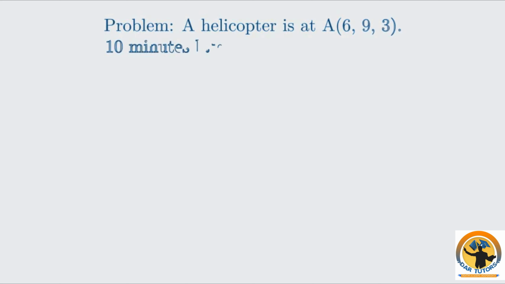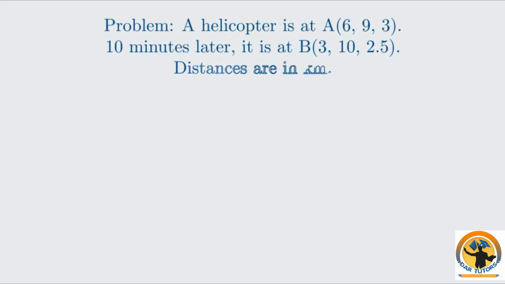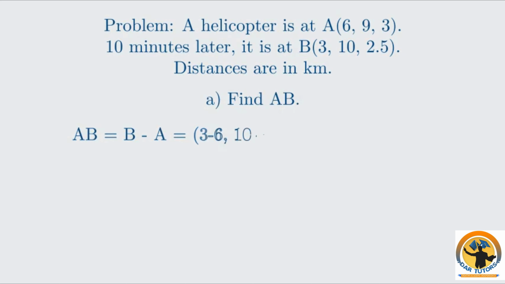Let's apply this to a problem involving a helicopter. A helicopter is at point A, (6, 9, 3). 10 minutes later, it is at point B, (3, 10, 2.5). We need to find its speed, its path, and the time it takes to land at a helipad with a z-coordinate of 0. First, let's find the displacement vector from A to B. The vector AB is found by subtracting the position vector of A from B, which gives us (-3, 1, -0.5).